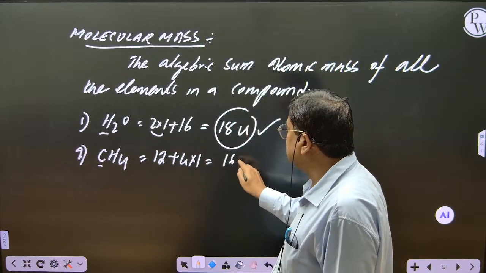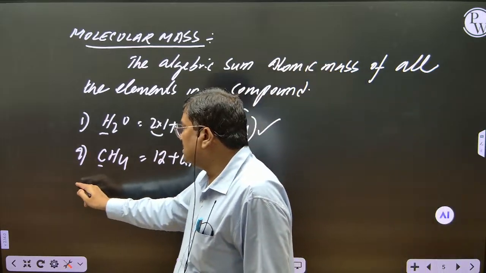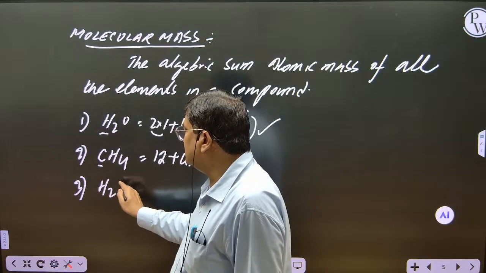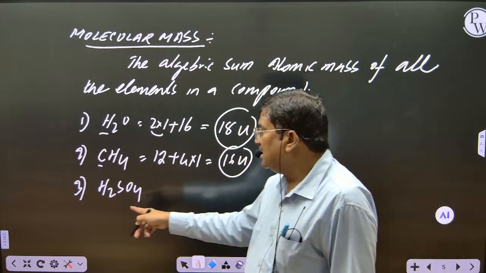This comes how much? 16 U. What is U? Unified mass. Now I take another compound, sulfuric acid. What is the formula of sulfuric acid? H2SO4. So how many hydrogens are there here?